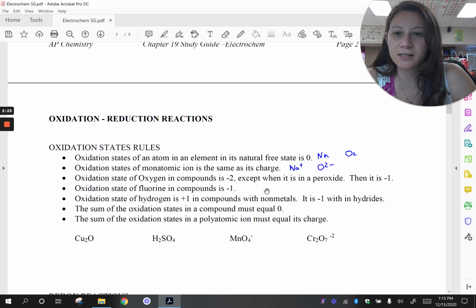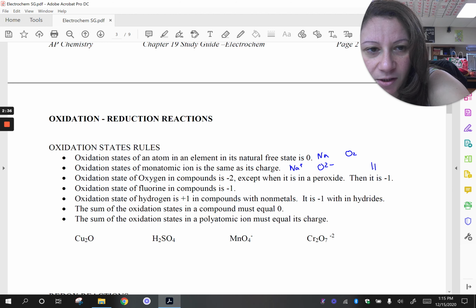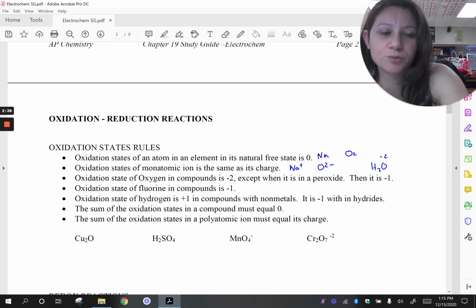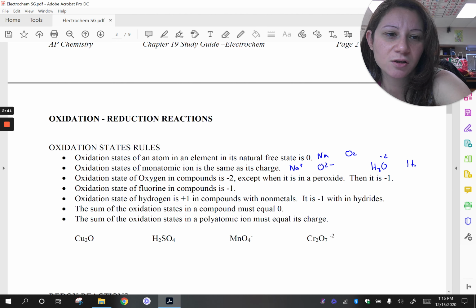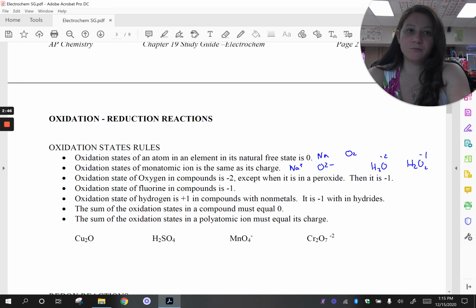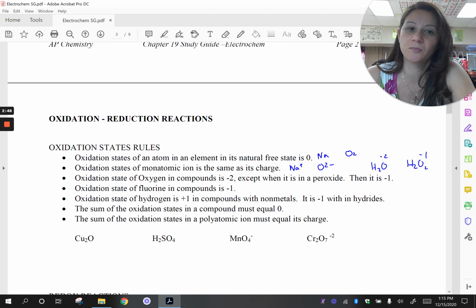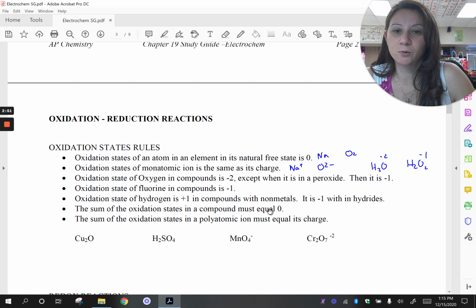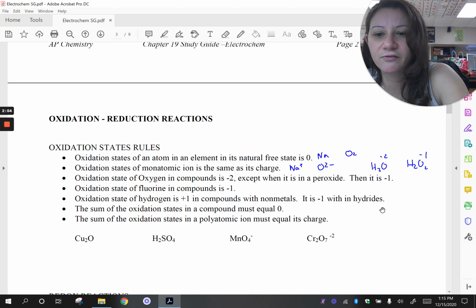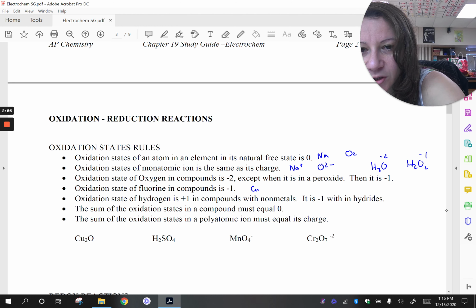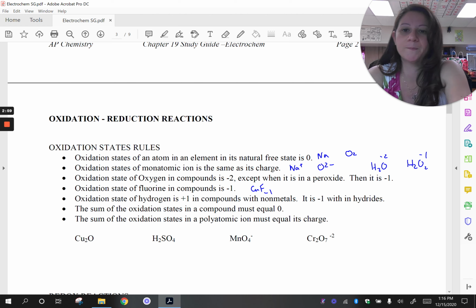The next rule says the oxidation state of oxygen in compounds is -2, except when it is a peroxide. Then it's -1. So in water, for example, H2O, the oxidation state of the oxygen here is -2, but in peroxide, the most common peroxide that we know being hydrogen peroxide, here it is -1. So normally it's -2. The oxidation state of fluorine in compounds is -1. So if I have, for example, CuF, then it's -1.